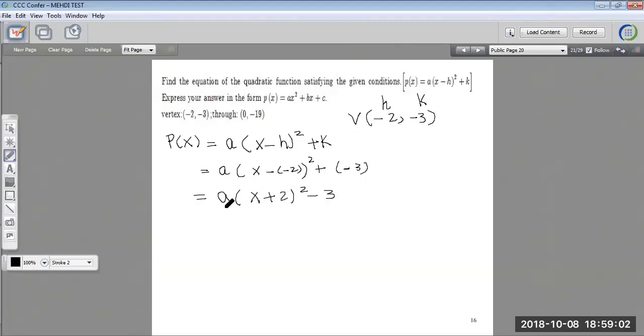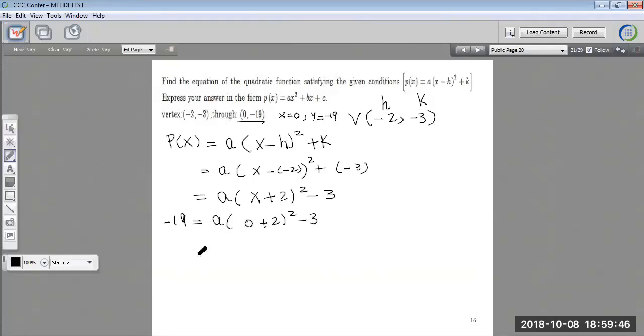In order to solve for a, I need to use the point that was given to me. They're saying that if x is equal to 0, y is equal to -19. That's what it means. When x is equal to 0, y, or p of x, is equal to -19. That's how you can solve for a. So if p of x is equal to -19, they're telling us that x is equal to 0. So I'm going to substitute 0 here and just simply solve for a.